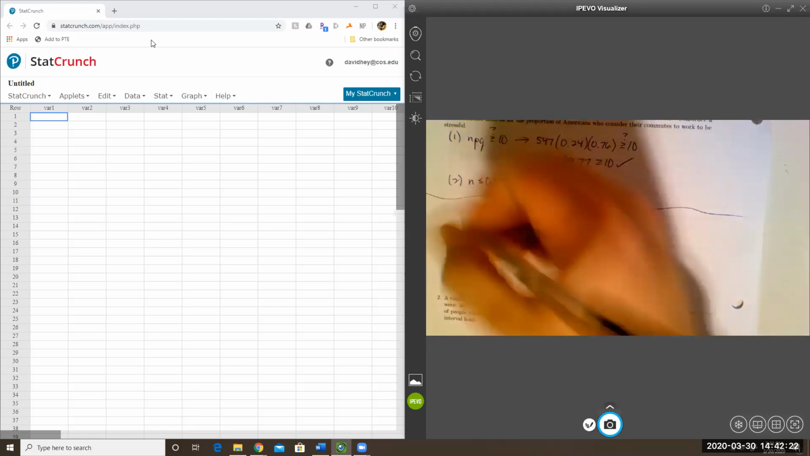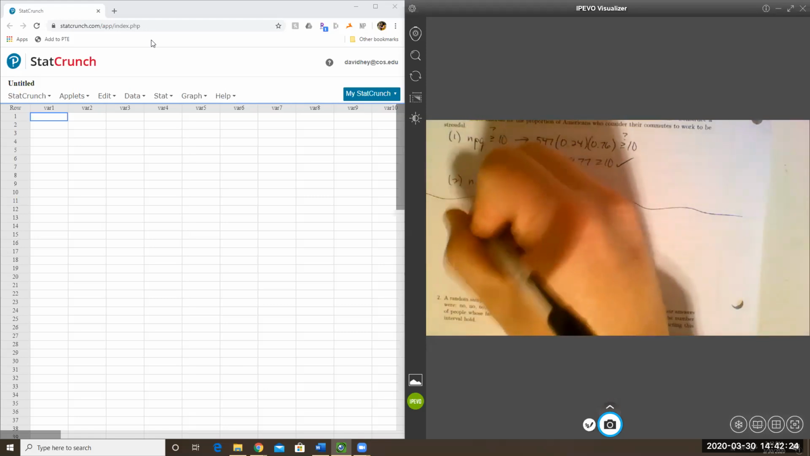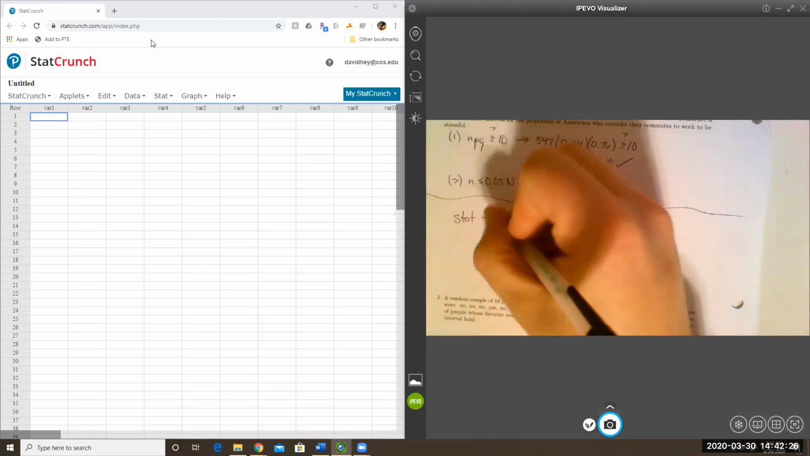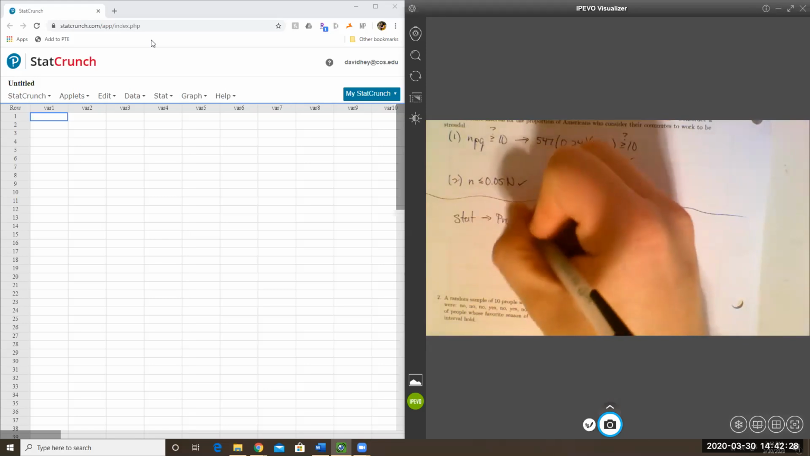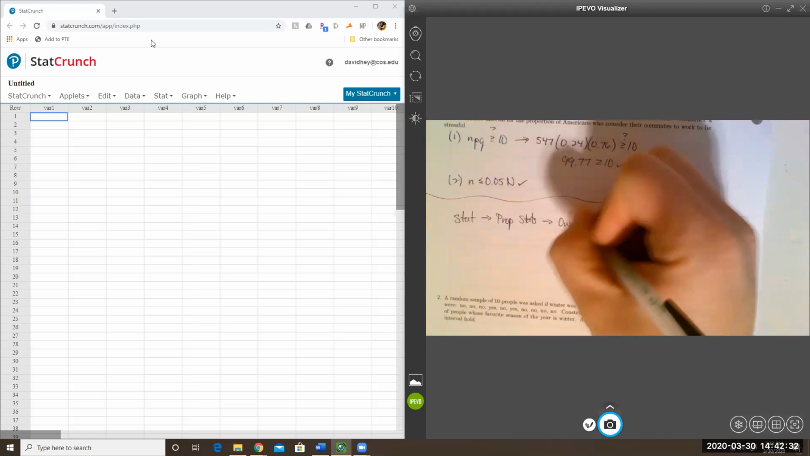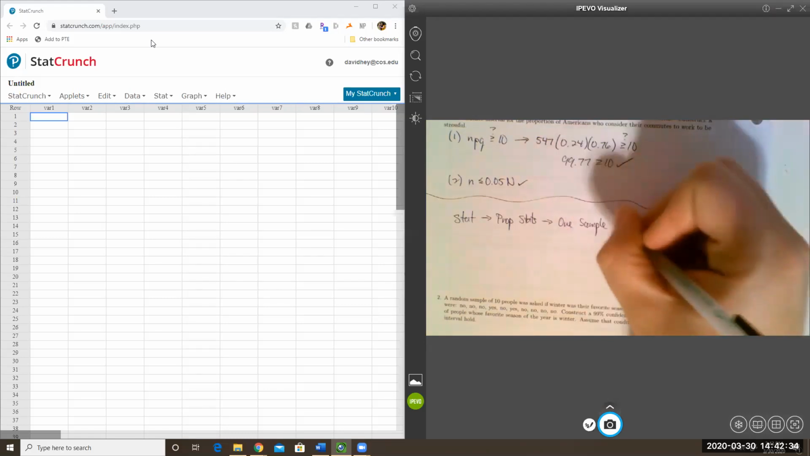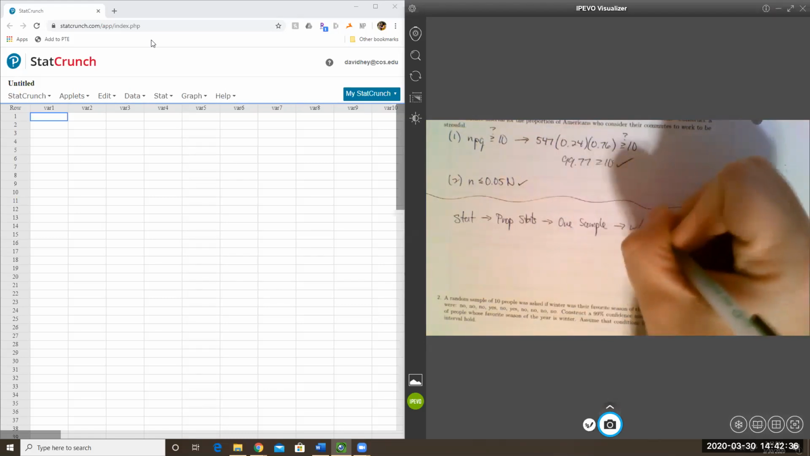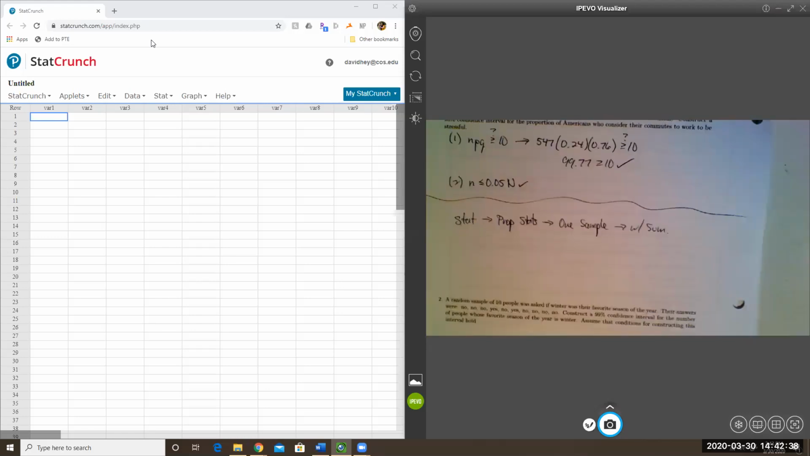So to do that, we're going to go to Stat, Proportion Stats, one sample with summary. Okay, once we go there, we'll be prompted for the number of successes and the number of observations.